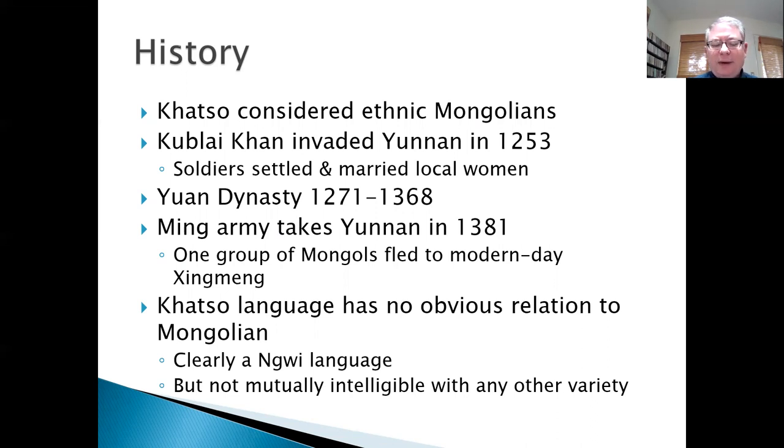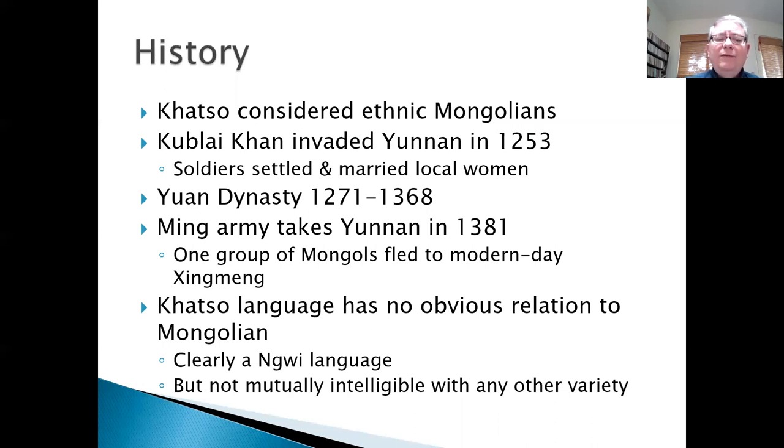The Mongols fled in all different directions. One particular group of Mongols fled down into Tonghai Valley and basically hid out in the marshy swampland next to Chilu Lake. This is where Xingmeng is today, and those people were the ancestors of the Khatso. Now, the lake shrunk centuries ago. The marshland was turned into farmland a long time ago, but the Khatso were still there in Xingmeng. So this was considered a very out of the way place for a long, long time. And that allowed them to survive, but it also isolated them to a certain degree. And so the language has evolved in its own way.